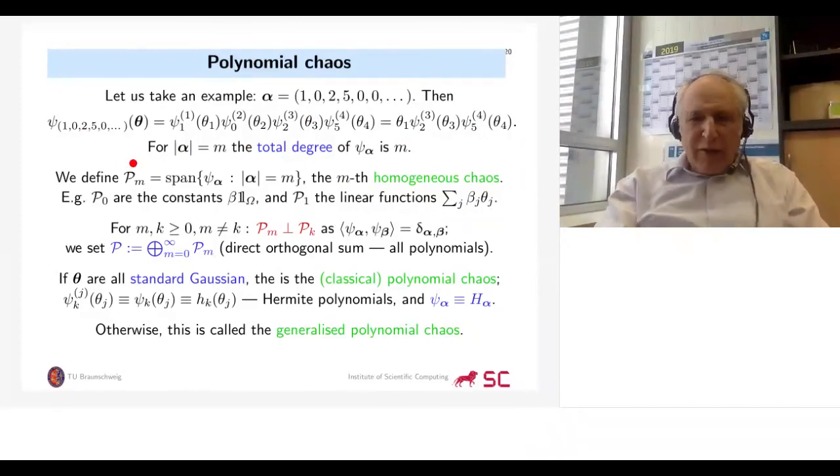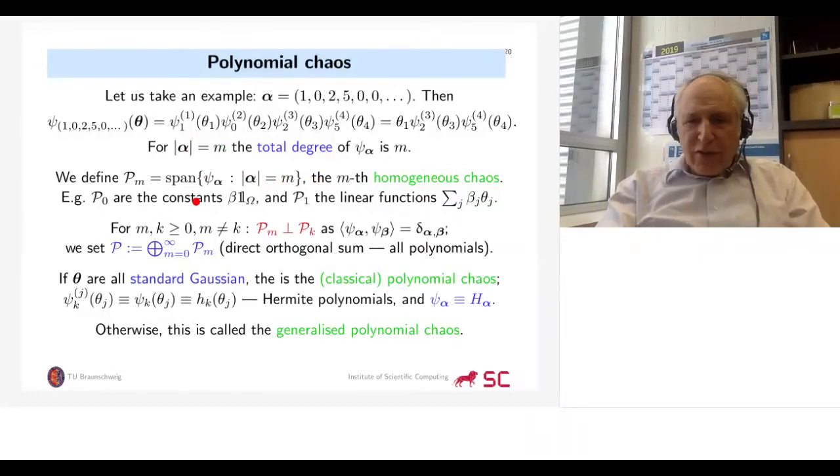And now when we look at all the linear combinations of these polynomials with degree exactly m, it turns out it's homogeneous in this variable theta of degree m. And that's why it's called the nth degree homogeneous chaos. Okay.